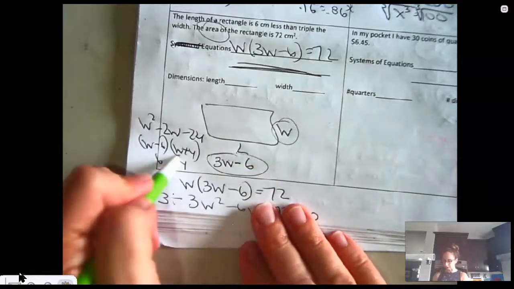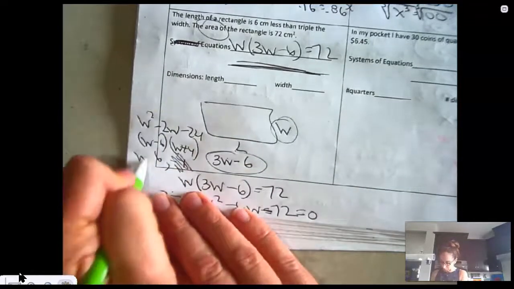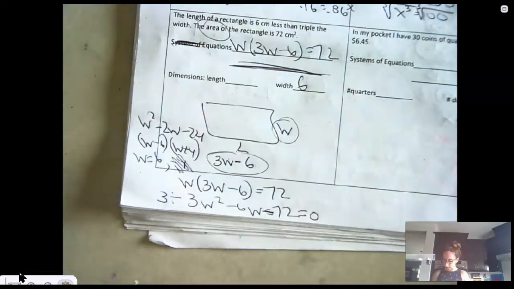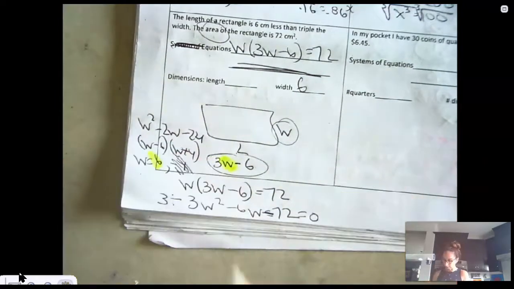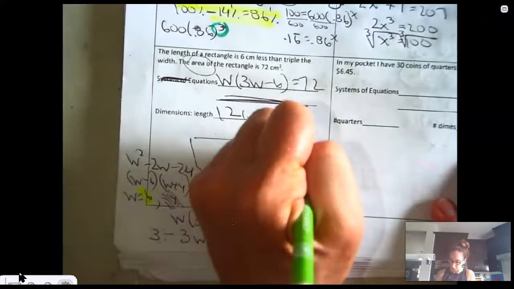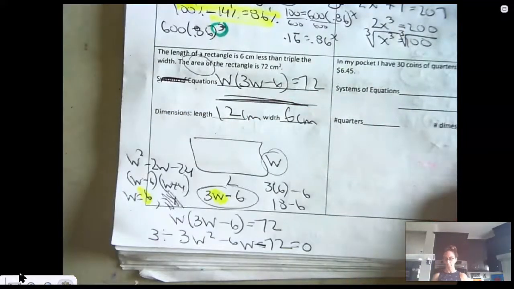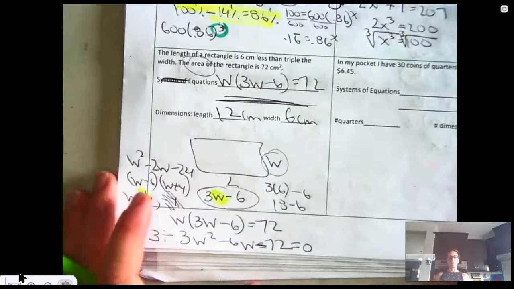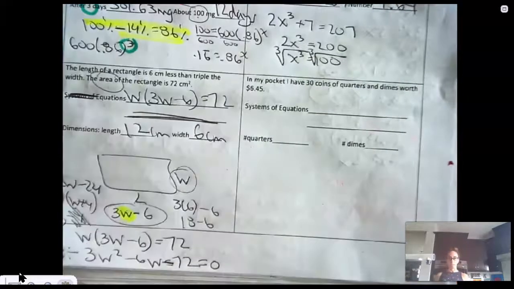Well, you can't have a negative length. So that means my width equals 6. So if my width is 6, I would then take the 6, plug it in there. 3 times 6 minus 6, 18 minus 6 is 12. And I would technically mark both of them wrong because it is centimeters. All right. This is, in fact, a system of equations.